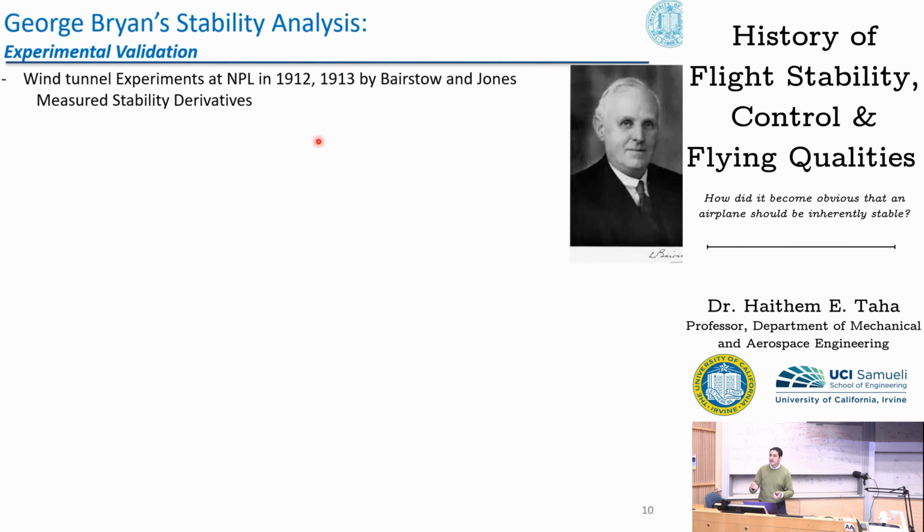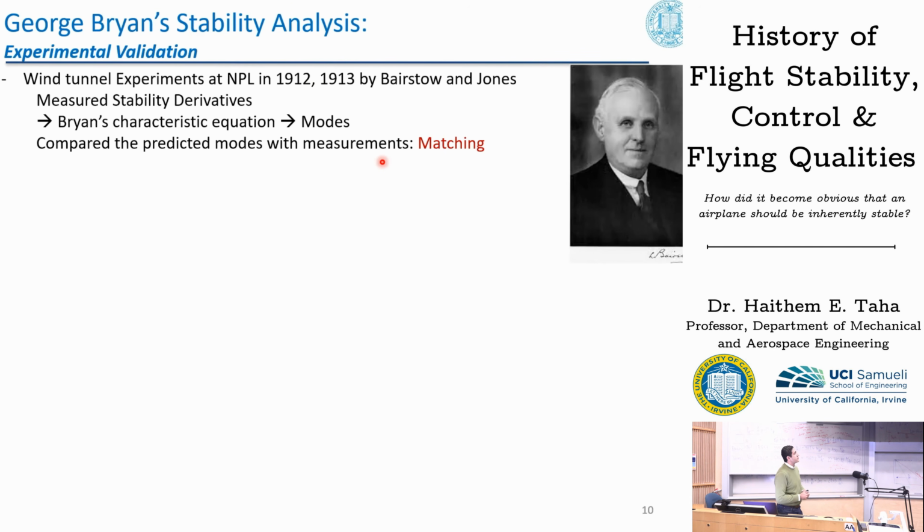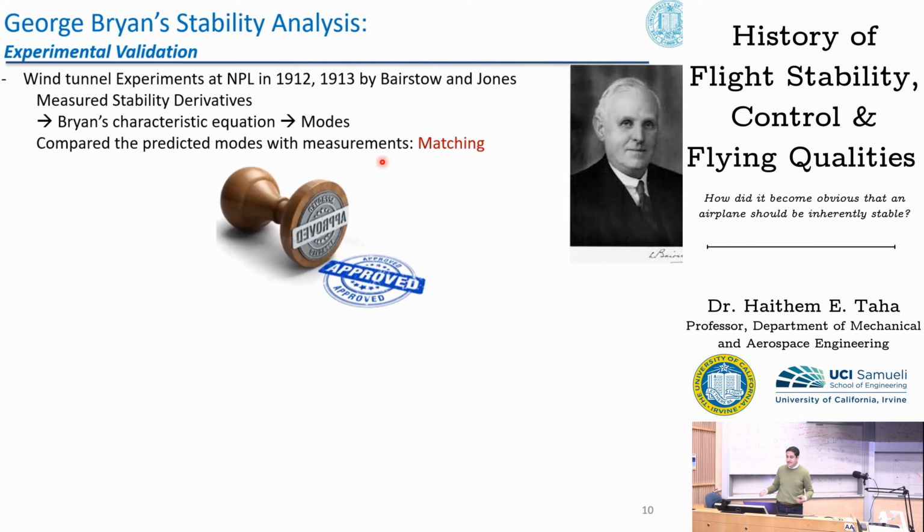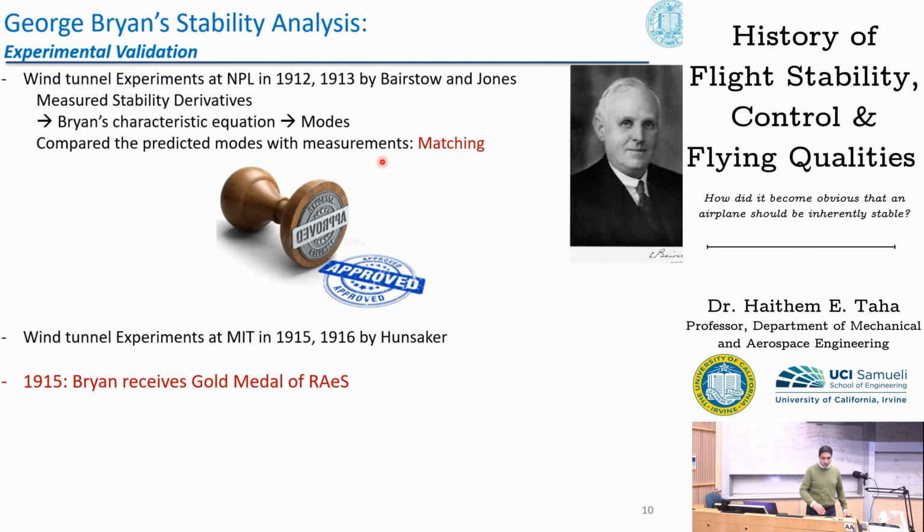Once they had stability derivatives, they could substitute in the fourth order polynomial, the characteristic equation of Bryan, to get the eigenvalues, the modes, and compare the oscillations of these modes against the oscillations that were measured and observed in the wind tunnel. And they found good matching, which gives an experimental stamp to Bryan's pioneering analysis. Over the next couple of years, there were similar experiments at MIT by Hunsaker, leading to similar results, confirming Bryan's stability analysis. So this has led to a quick happy ending.